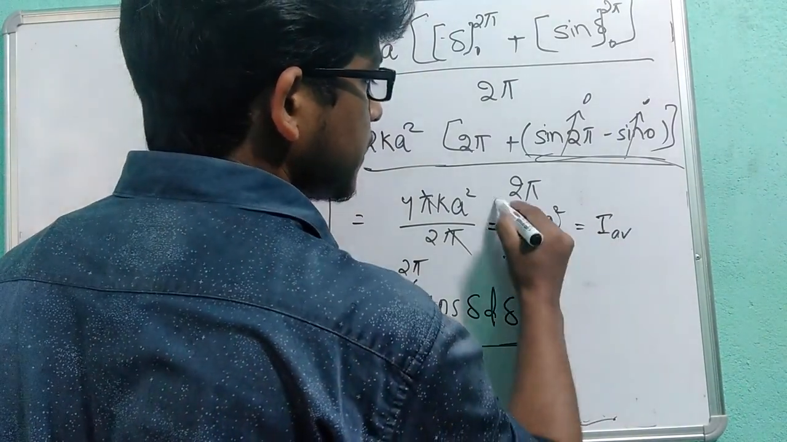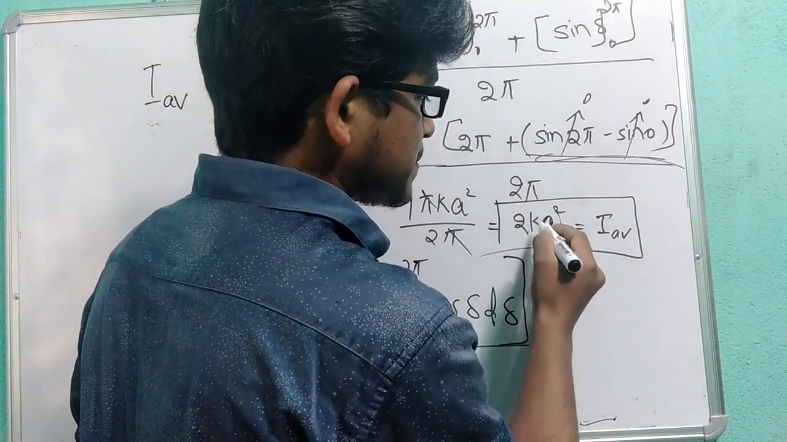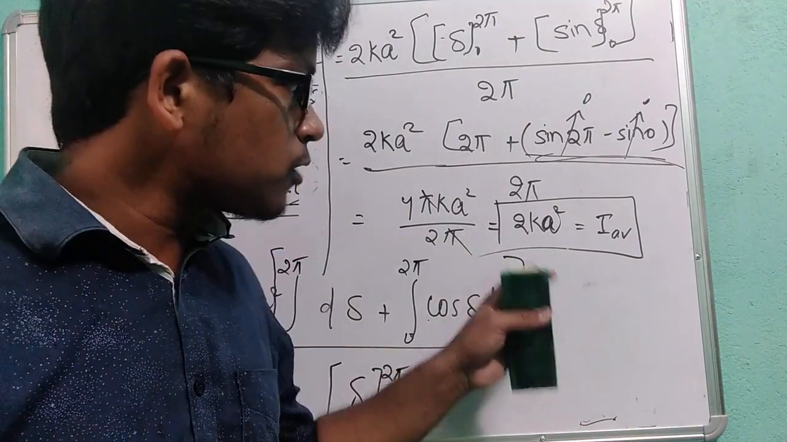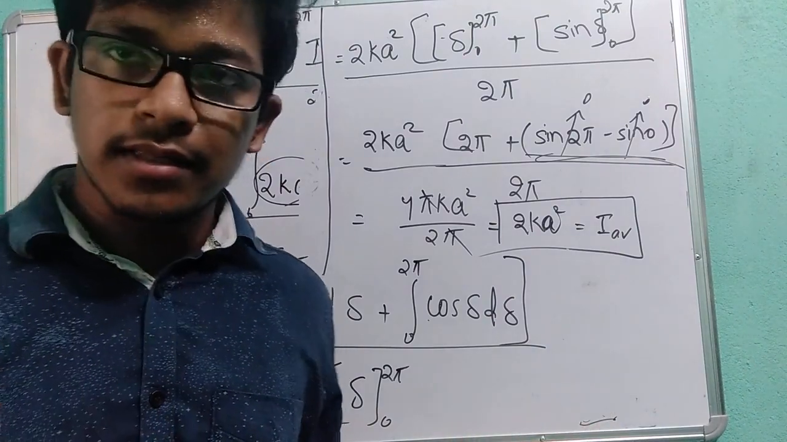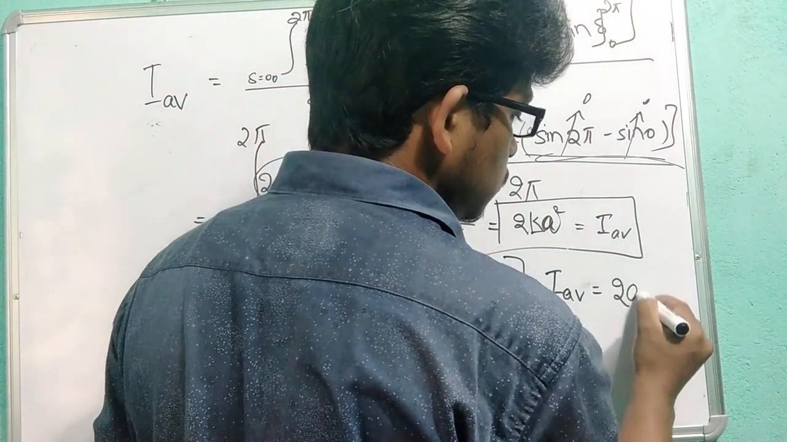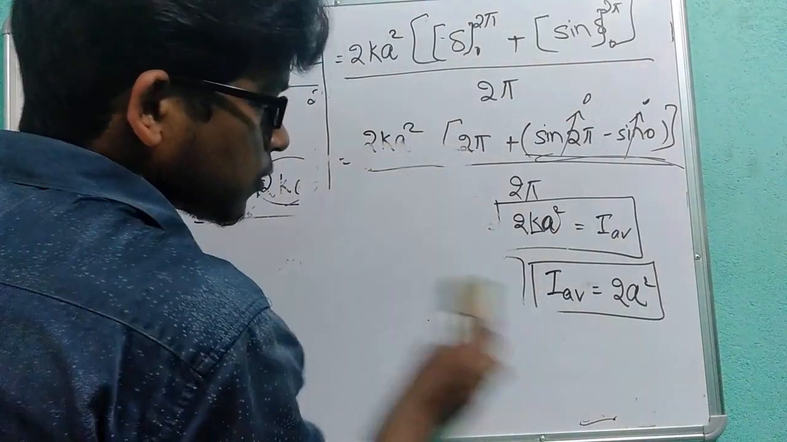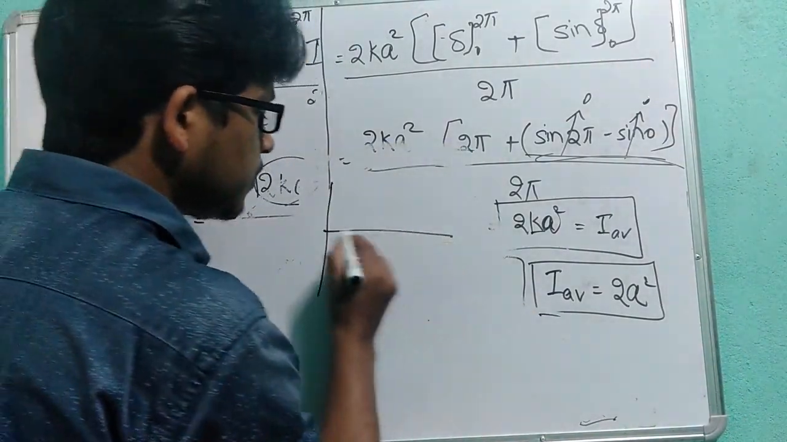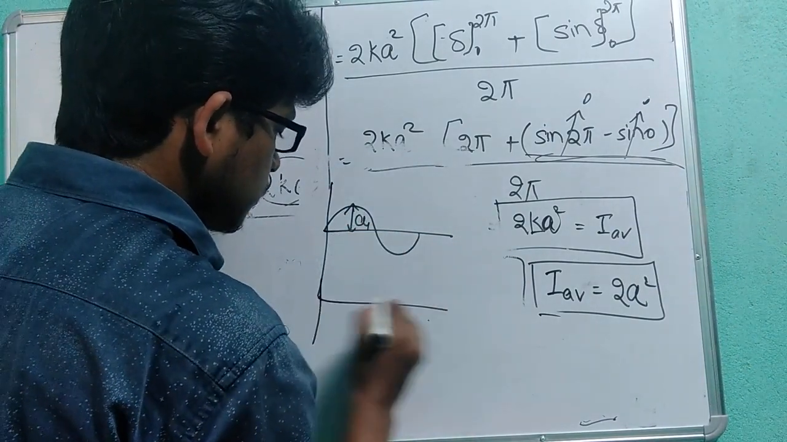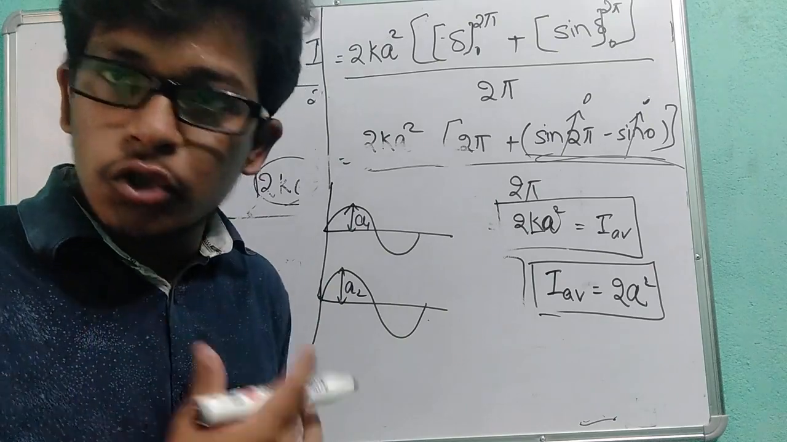This is your average intensity. See guys, suppose I take this k square as a constant, and by manipulation I put it as 1. You can keep any constant. So omit this one. Now your average intensity equals 2a square. What I was telling, suppose you have two waves. Suppose this wave has amplitude A1 and another wave has amplitude A2. What is the average intensity of these two?